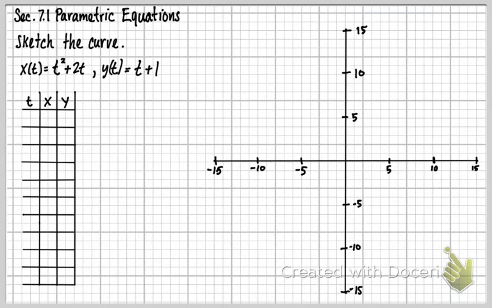The first thing I'm going to start with is 0. When I plug in 0, that's really going to be this for x. x equals 0 squared plus 2 times 0, so that's going to be 0. y is going to equal 0 plus 1, which equals 1. So I'm just taking this equation for my y and plugging in 0 for that t. That's going to be 0 for my x and 1 for my y. Now I'm just going to continue this process, so I'm going to do 1, 2, 3, 4, 5, 6, 7, 8, and 9.